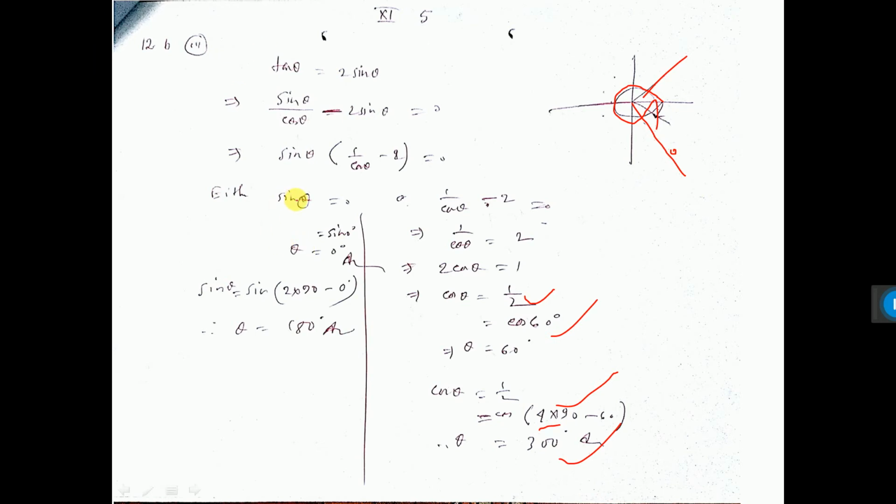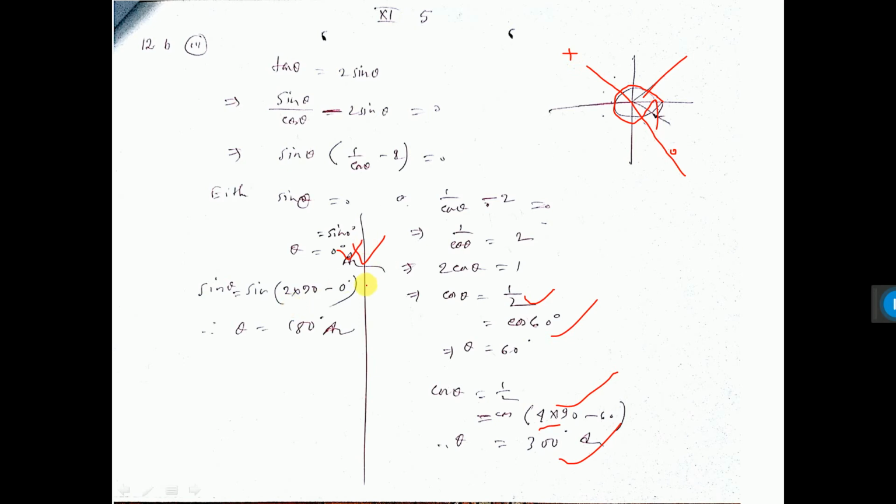And from here, sin theta equal to 0 means sin 0 degree, so theta is 0 degree. And this is the first quadrant, and sin in the second quadrant also. All sin here also positive.